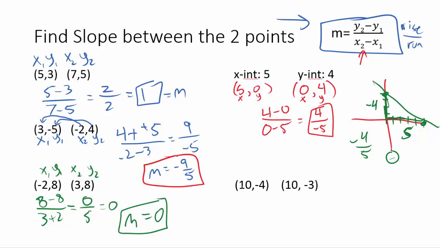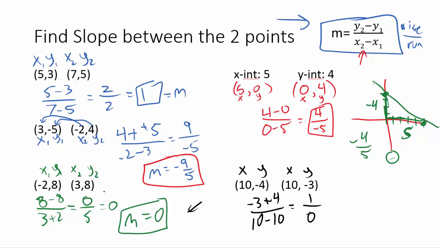Next, we'll look at this last example. It's going to be a little bit like the one I did in green over here, but also a little bit different. Again, we're going to subtract the y coordinates, negative 3 plus 4, because that minus negative will change that 4 to a plus. And on the bottom, we'll have 10 minus 10.